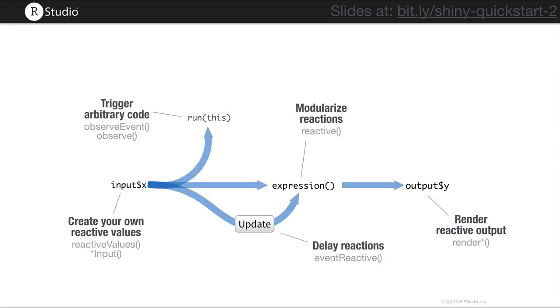All right, so what do you now know how to do? Quite a bit. You can render reactive output with render. You can modularize your reactive chains with reactive. You can isolate values so they stop the reactive chain with isolate. You can trigger arbitrary code with observeEvent or observe. You can delay reactions with eventReactive. And you can even create your own reactive values to use at the start of your reactive chains with reactiveValues.